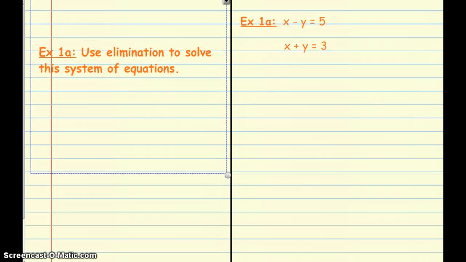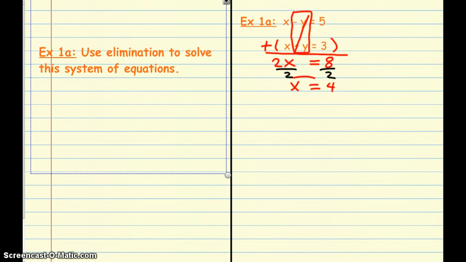So let's take a look at some examples, just like we did yesterday. We have x minus y equals 5 and x plus y equals 3. Interestingly enough, this system has both the same and opposite terms. Because it has opposites, I'm going to choose to add these two equations. As I said, the x's are the same, so we could have subtracted if we wanted, but I'm going to choose to add. And so we have x plus x gives us 2x. The y's cancel, equals 5 plus 3 is 8. And then we're going to divide by 2 to get x equals 4.